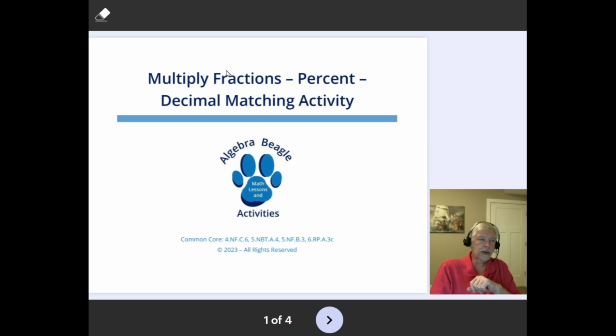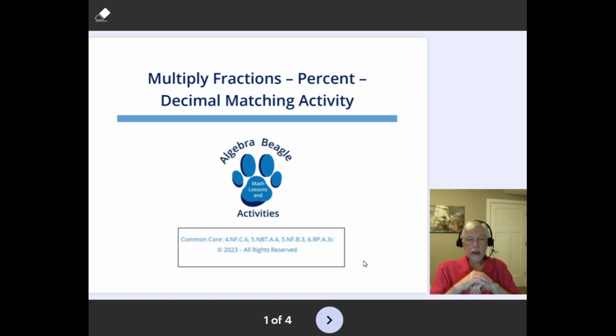As a matter of fact, if you notice at the bottom of the page, right here, I referenced the Common Core. And you notice that this Common Core is for the 4th grader and the 5th grader and the 6th grader. So let's move on.